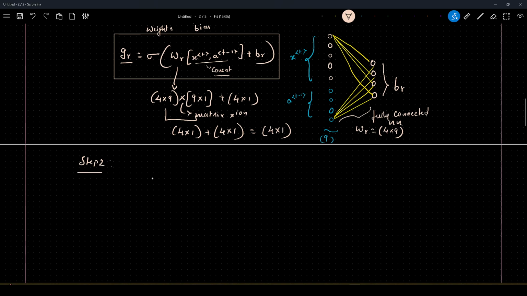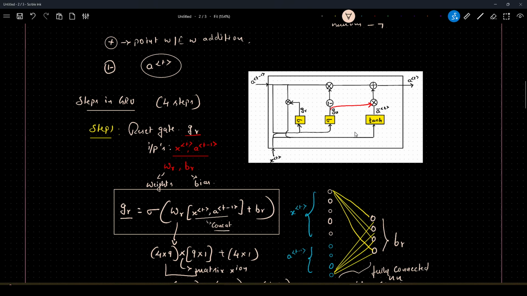Step 2 is to calculate the candidate for updating the activation or cell state at time step t. The candidate is represented as A bar t. So what are the inputs for this A bar t? If we look at the diagram, the inputs are xt, the current input at the time step t, and then this particular input here, at minus 1 pointwise multiplied by gr. So these two are our inputs.